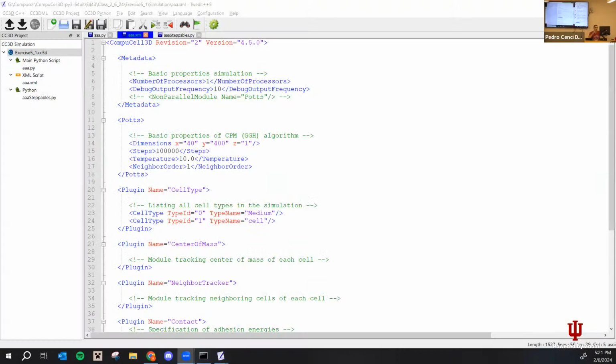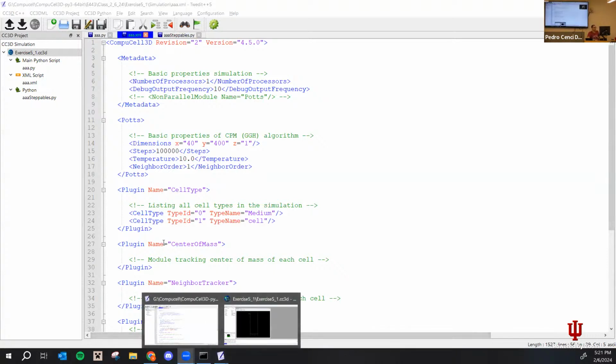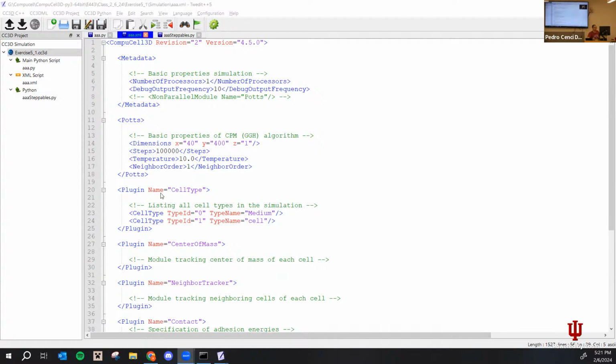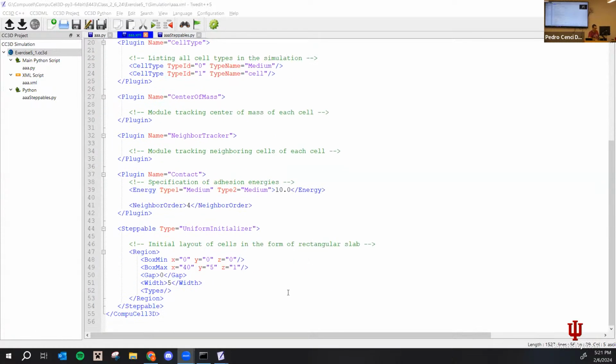Well, there's something wrong with the simulation to begin with. So yeah, let's fix everything. Come on, let's go. AAA.xml, that's Alex's simulation. So 40 by 400, that's perfect. One cell, go to the bottom. Let's see. 0 to 40, 0 to 5, that looks okay. 5 width, go to Steppables.